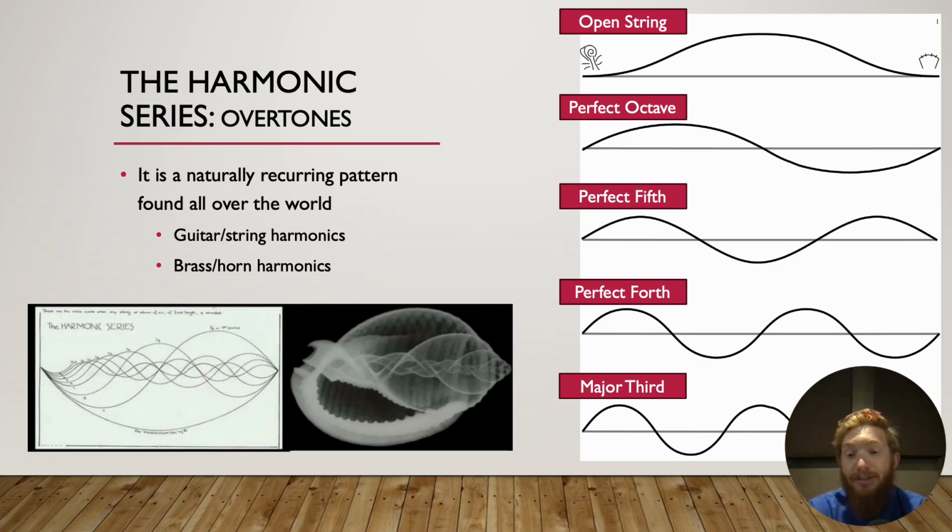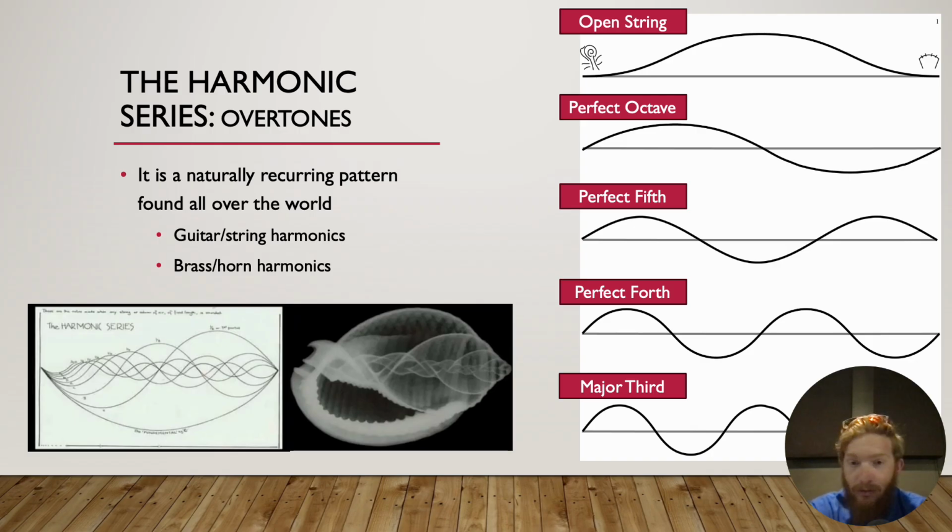Then if you were to cut that string into thirds, you would get a perfect fifth above the perfect octave, or an octave and a fifth above the fundamental. It's rather complex, so I'm going to try to simplify it, right? If you were to cut the string in fourths, hover your finger across any of those three spots, you would get a perfect fourth above that perfect fifth. And then if you were to cut it in fifths, you would get a major third.